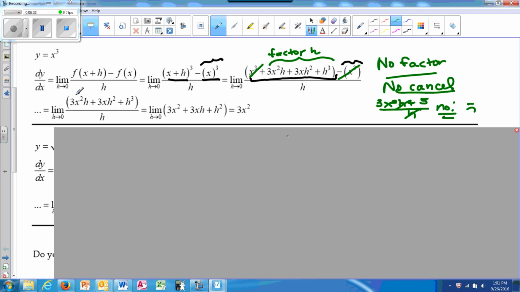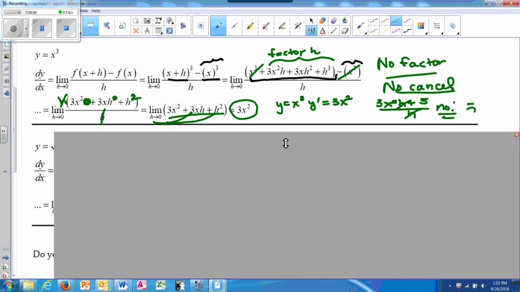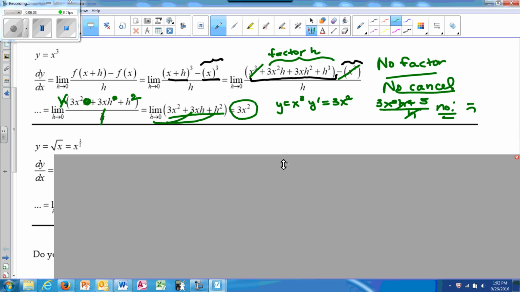So once we factor out an h, we're left with 3x squared h plus 3h squared plus h cubed over h. Once we factor out an h, we're going to take this h out. This one factors out, leaves me with 1. This leaves me with 2. Once it factors, I can cancel, leaving me with no h on the denominator, and I reduced by an h on the top. Now when the h approaches 0, we're left with 3x squared. So that means that if y equals x cubed, y prime, or the slope, equals 3x squared.